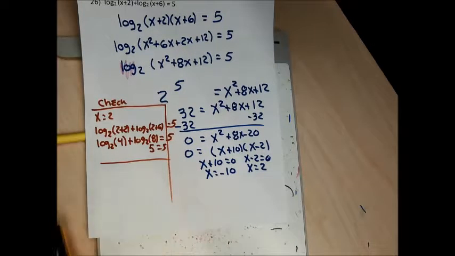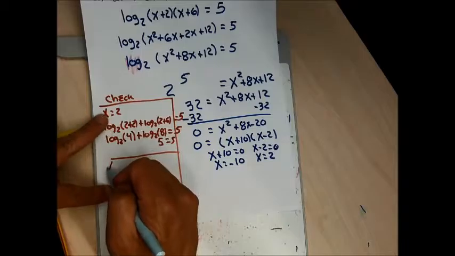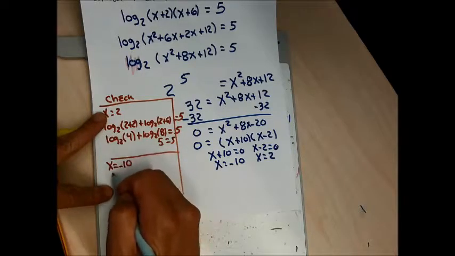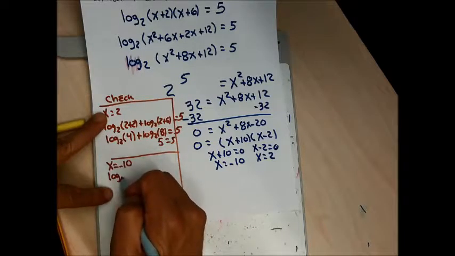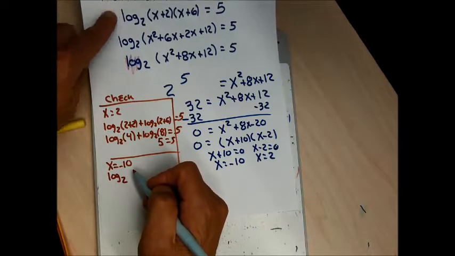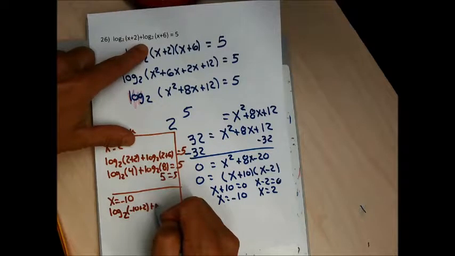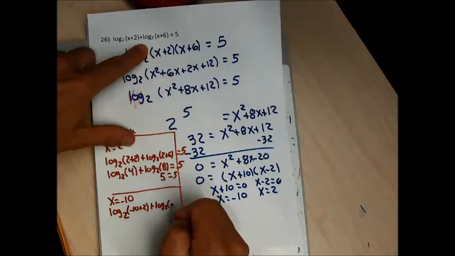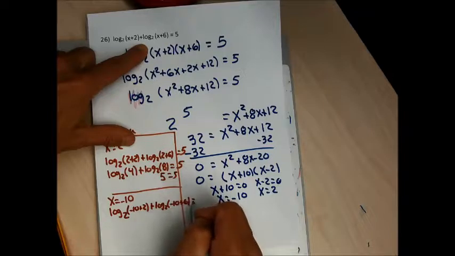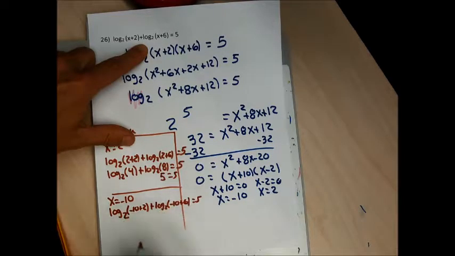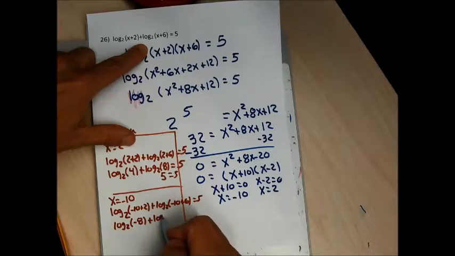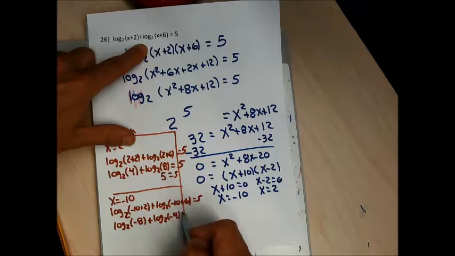The negative 10 is not going to work because logarithms with negative numbers give i's, and my calculator doesn't even know how to do those. So I go log base 2 and then plug in negative 10 for x of negative 10 plus 2 plus the log base 2 of negative 10 plus 6, and see if that equals 5. I'll simplify this to make my calculator button pressing easier. Do the log base 2 of negative 8 plus the log base 2 of negative 4 equal to 5.